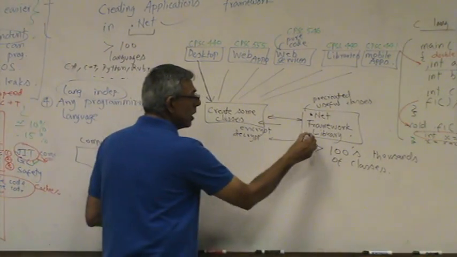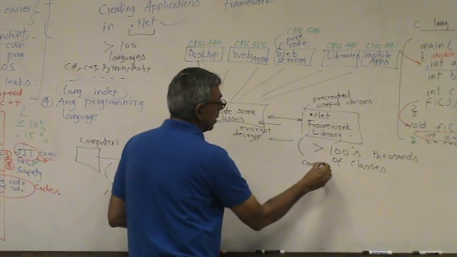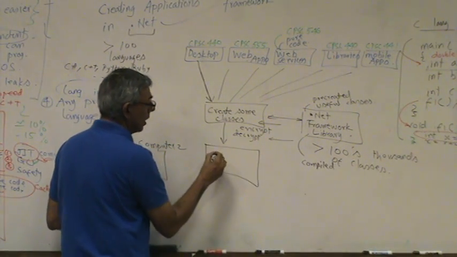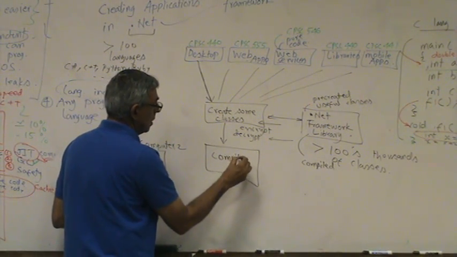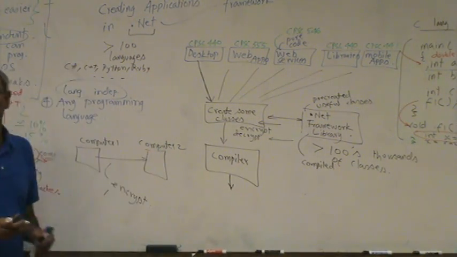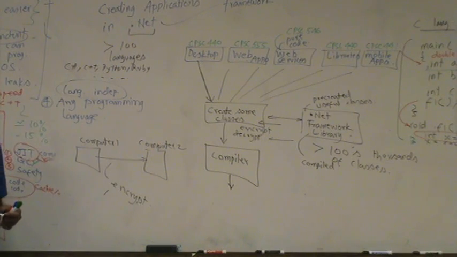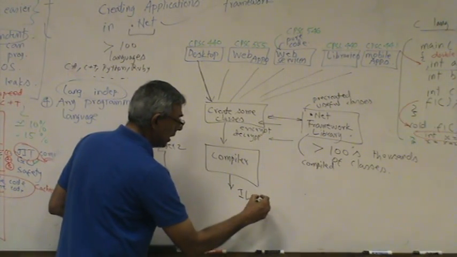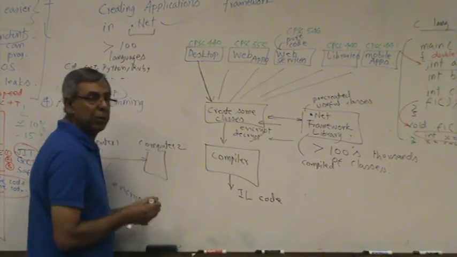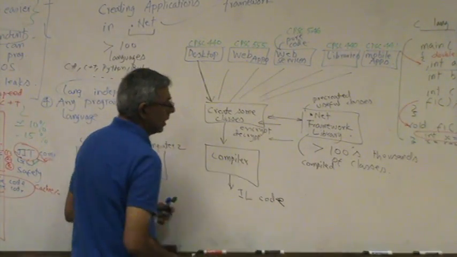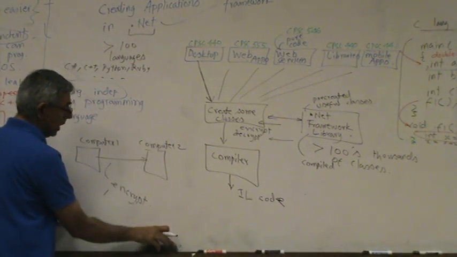Now, this is already compiled into the IL code. So now you will run it through a compiler. What kind of output will the compiler produce? Machine code or something else? IL code, right? Just like Java produces bytecode. So we'll produce the IL code output, okay? So now how do we run this IL code?